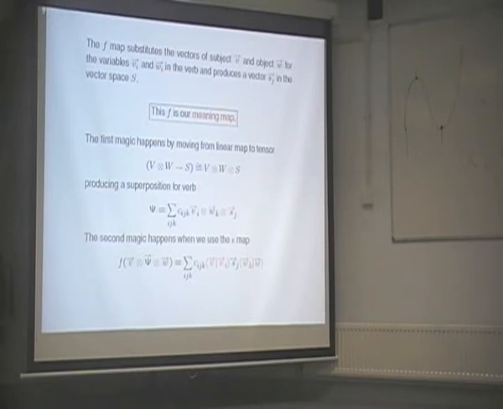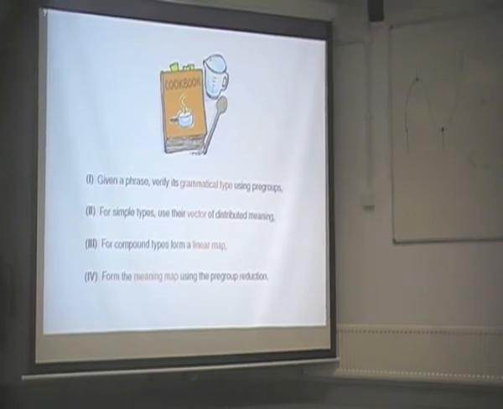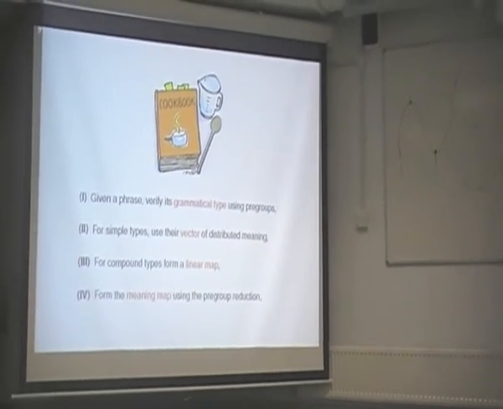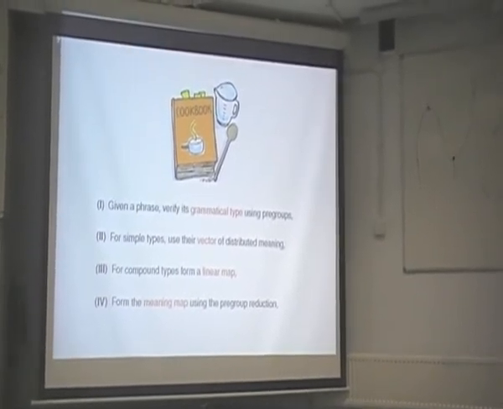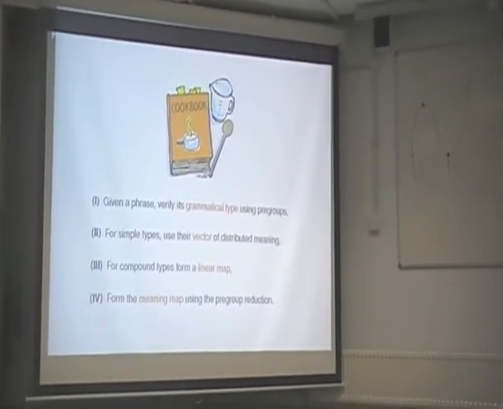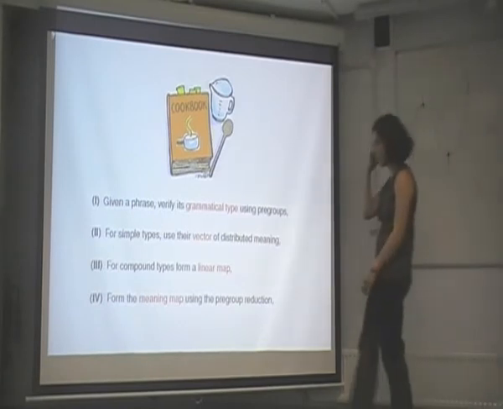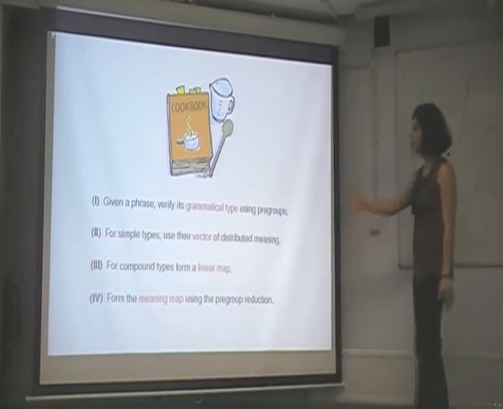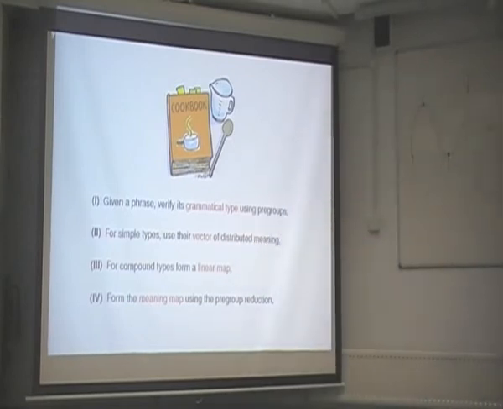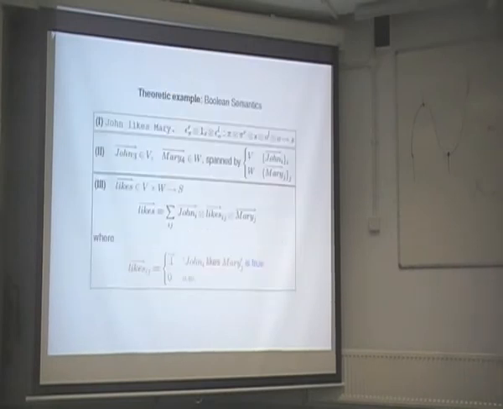So this is the gist of what should go on in this mathematical format. So if somebody gives you a phrase, first to know what's the meaning of the phrase, first grammatically type it. For simple types, derive the vector space using the known method. For compound types, form a linear map. And then with this prescription that I just showed, we form the meaning map. And then this will give you the meaning of the full sentence.